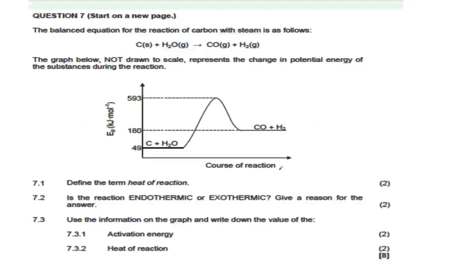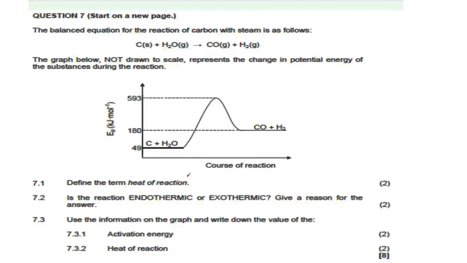Okay, so now let's look at another question. We are given the balanced equation for the reaction of carbon with steam as follows. So this is our question 7. This is carbon reacting with water in a gaseous form, so this is water vapor. Carbon in solid form with water vapor produces carbon monoxide and hydrogen gas. Then they say the graph below, not drawn to scale, represents the change in potential energy of the substances during the reaction. Now 7.1 says define the term heat of reaction.